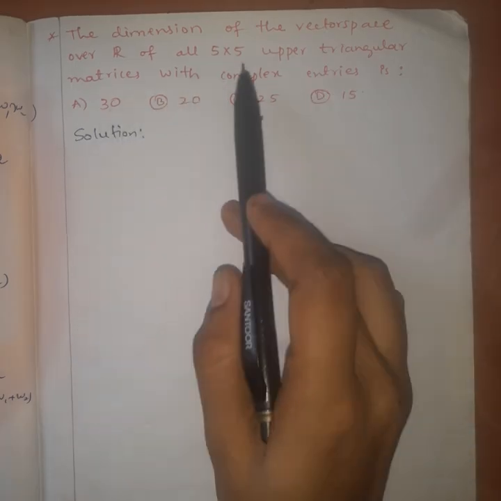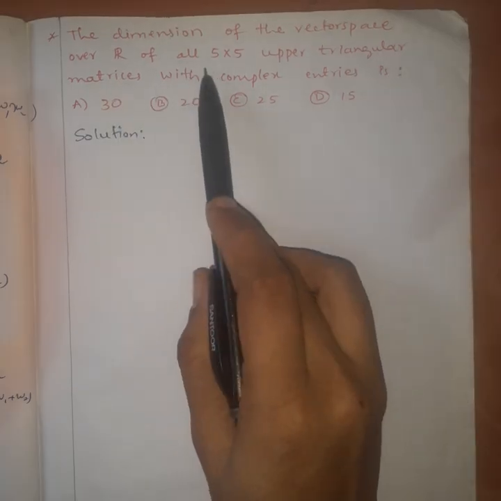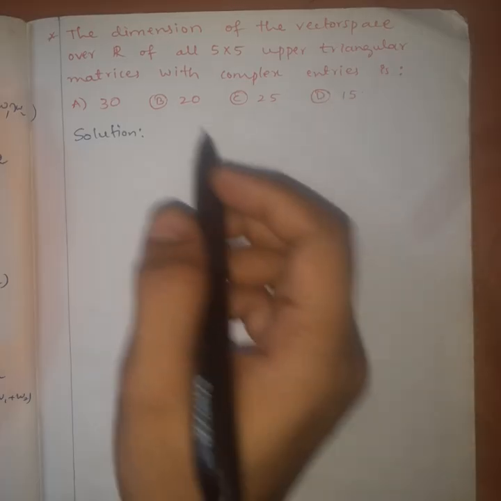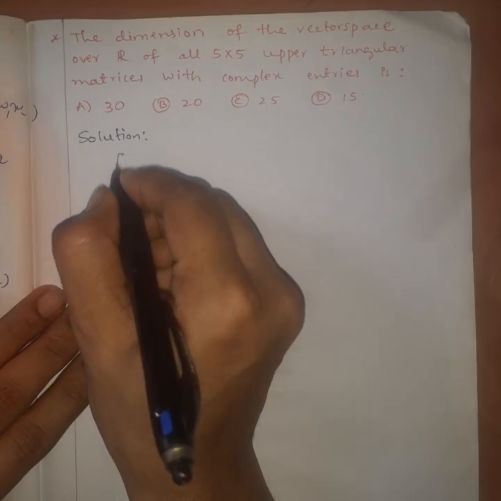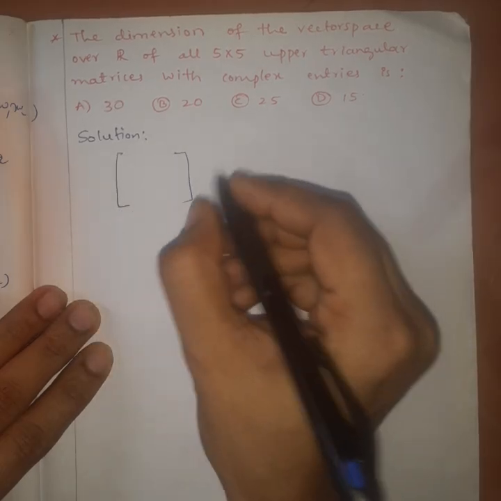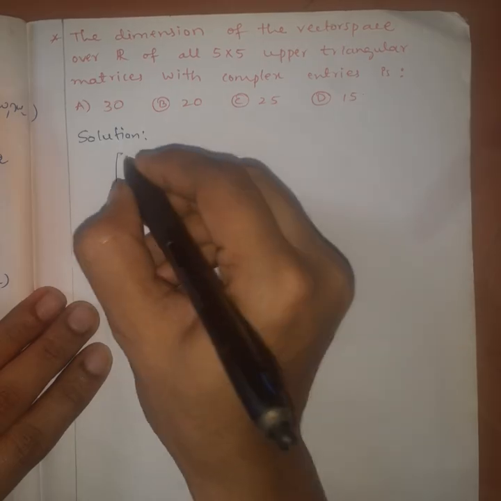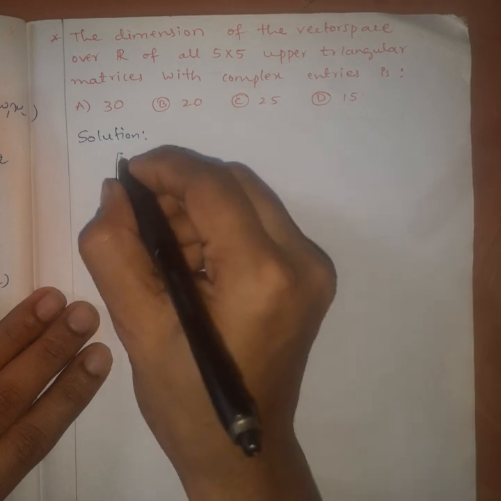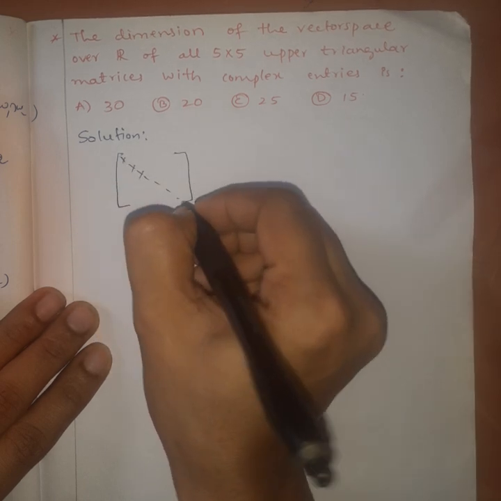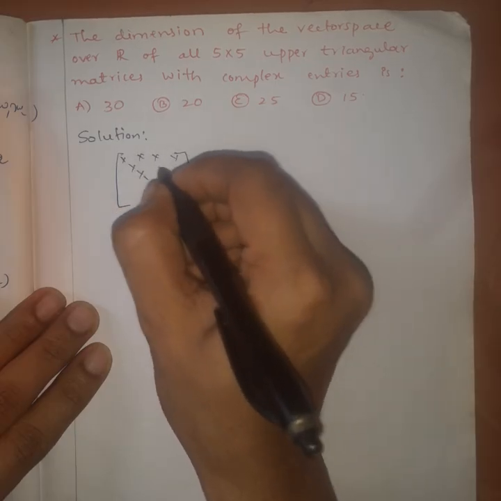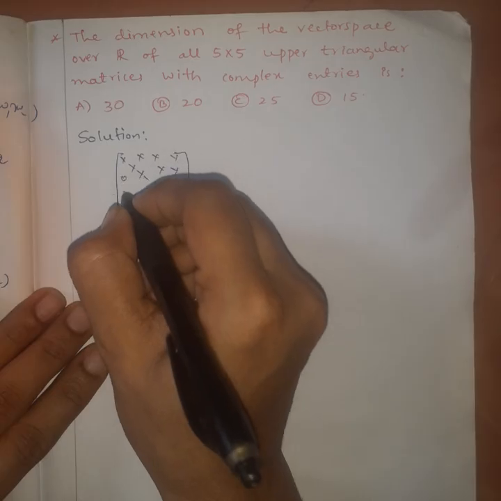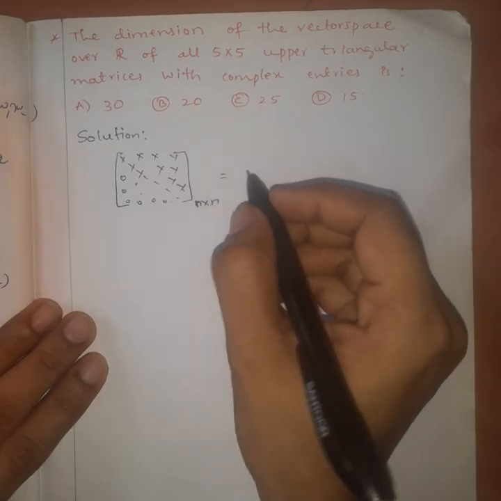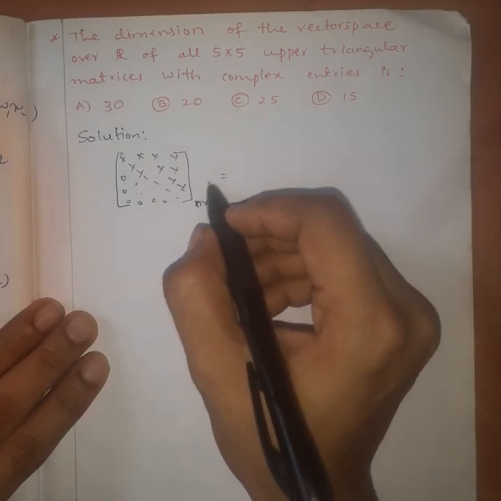Next question. The dimension of the vector space over R of all 5 by 5 upper triangular matrices with complex entries is: okay, so we have to evaluate the dimension of an upper triangular matrix. What will be the dimension of an n by n upper triangular matrix? For an n by n upper triangular matrix, the diagonal entries and the entries above the diagonal can be non-zero, and the entries below are 0.